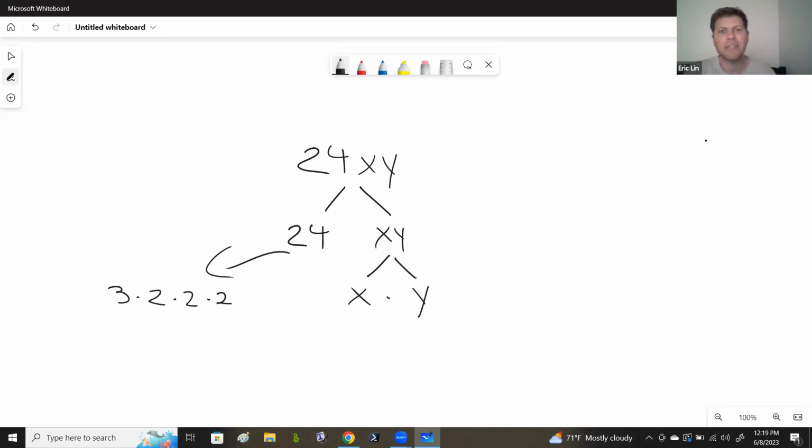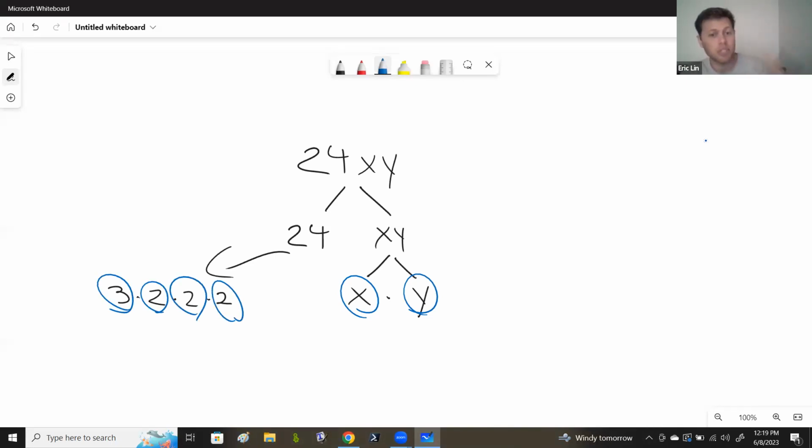And we usually would say that these are prime factors. Now, remember, a variable is a number that varies. So we don't actually know if x is prime and if y is prime. We have no clue. But because they could be prime, we just leave them there. We can't really break them down any further. So 24xy has the prime factorization of 3 times 2 times 2 times 2 times x times y.